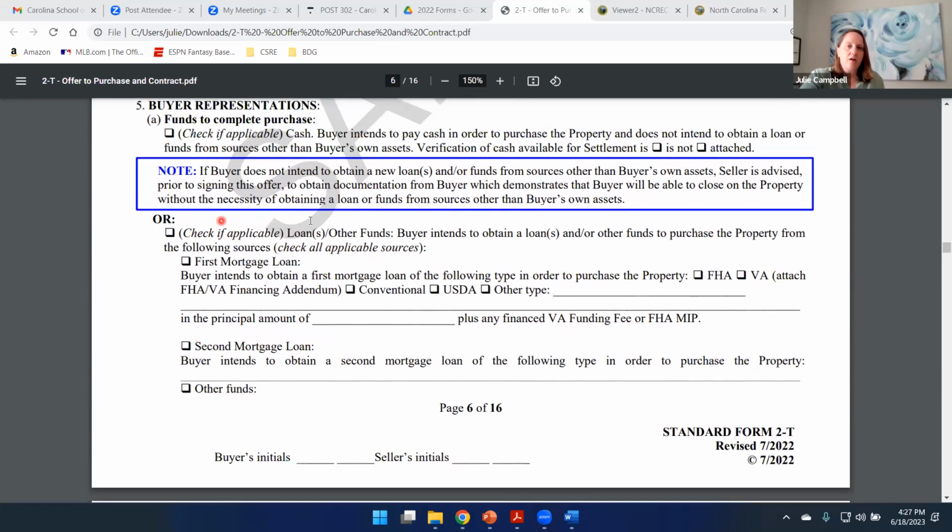Or buyer's going to get a loan or other funds. Buyer intends to obtain a loan to purchase the property from the following sources. So if it's a first mortgage loan, we want the type of loan. Is it FHA or VA? If it is FHA or VA, here's a little note to remind us to attach the FHA VA financing addendum. That's another form we'll look at next weekend. Is it conventional loan, USDA? And the principal amount of, what's the loan amount we're approved for? That should be reflective of the pre-approval letter that we're going to attach with our offer.